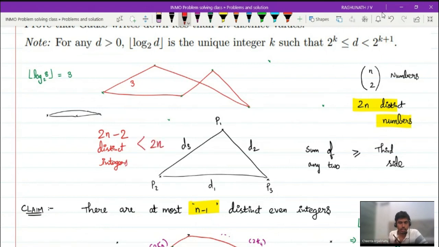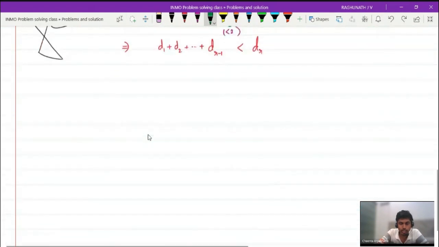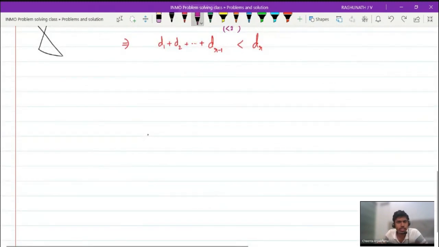But we are yet to prove one point. What is that? If there are more than n minus 1 distinct even integers, or let's say at least n distinct even integers, then there is a cycle formed in the graph. So only that is needed. That requires some rigorous proof in graph theory. So either you can take up the result that comes directly from graph theory, or you can do some work. For example, let's first define what is a path in a graph.